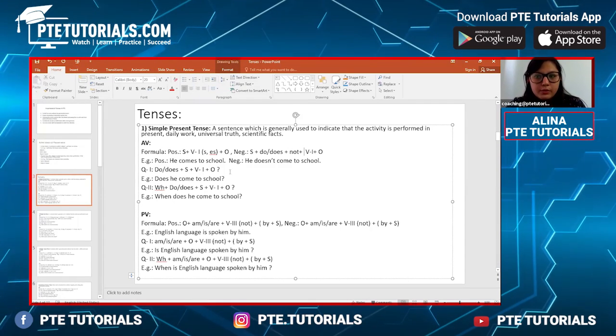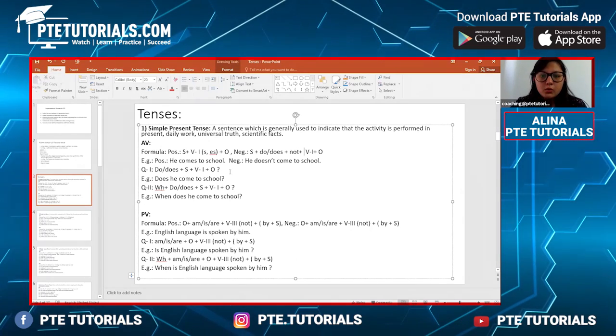As you know, there is no subject in passive voice. So first will be the object. Object plus am/is/are plus verb 3 plus by plus subject. By plus subject depends; it may come, may not come. Now, the sentence is: English language is spoken by him.